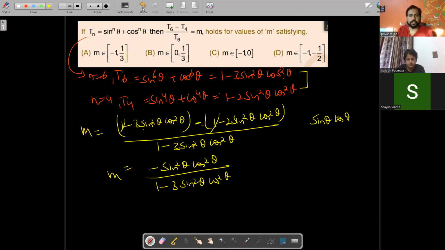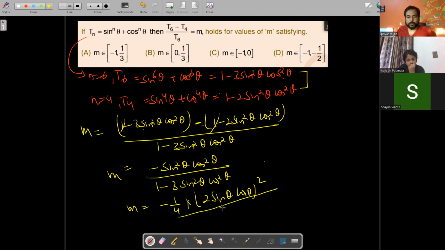Okay, do one thing. So there are two terms here, na? So in trigonometry, always try to reduce the terms. If you are able to make it one term, it's very good. So just do one thing. Multiply by 4 and take 2 inside. This is 2 sin theta cos theta whole square, upon 1 minus 3 by 4 into 2 sin theta cos theta whole square. Understood?